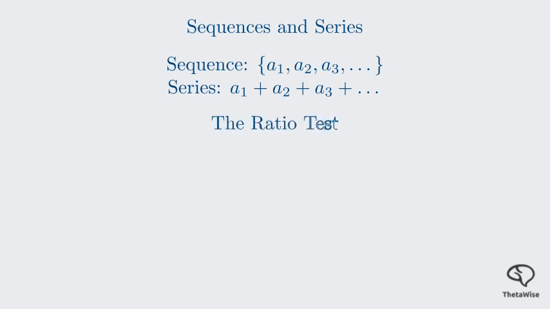The ratio test is particularly useful for series involving factorials or exponentials. It states that we should compute the limit of the absolute value of the ratio of the n plus 1th term to the nth term. We calculate L, which is the limit as n approaches infinity of the absolute value of a sub n plus 1 over a sub n.